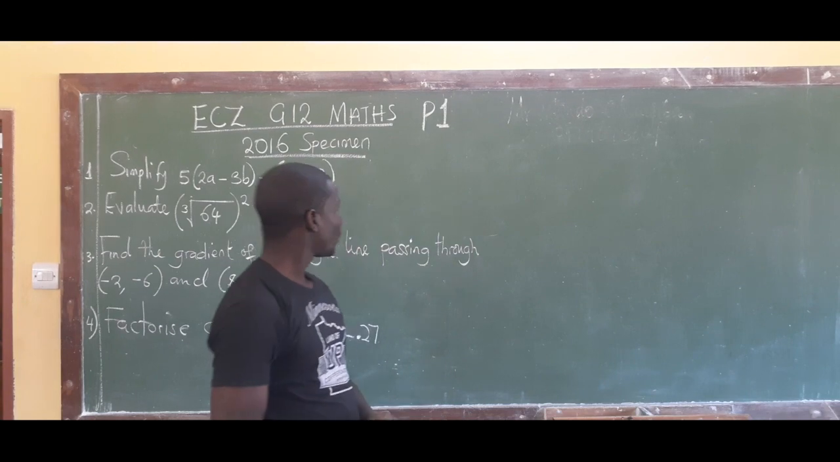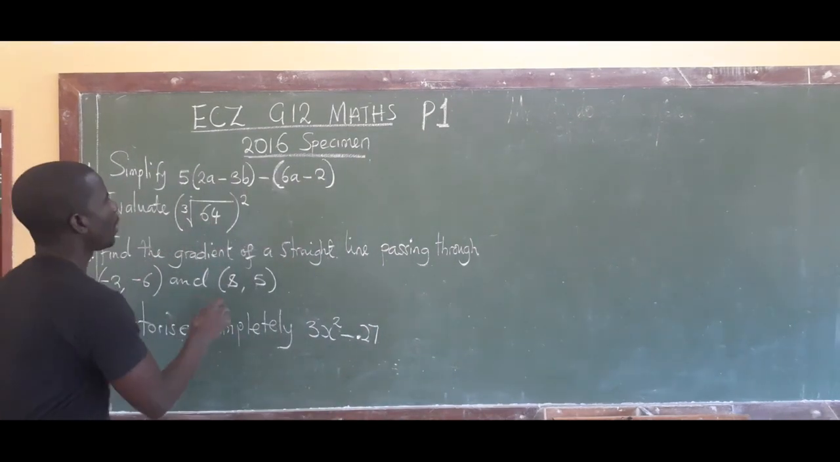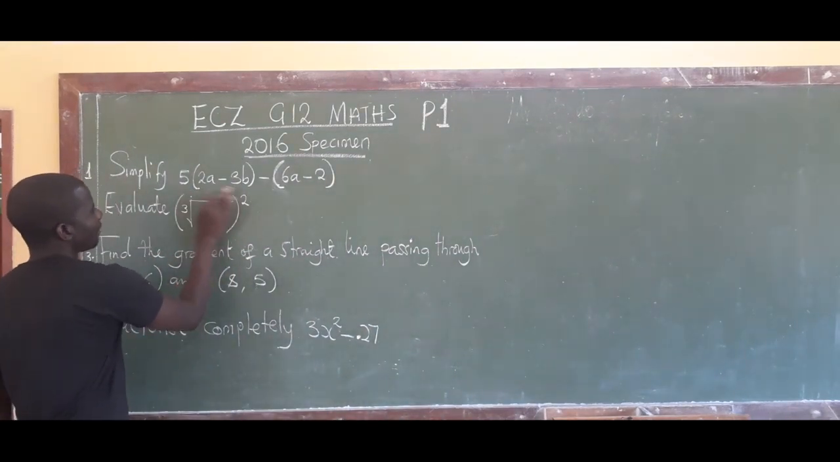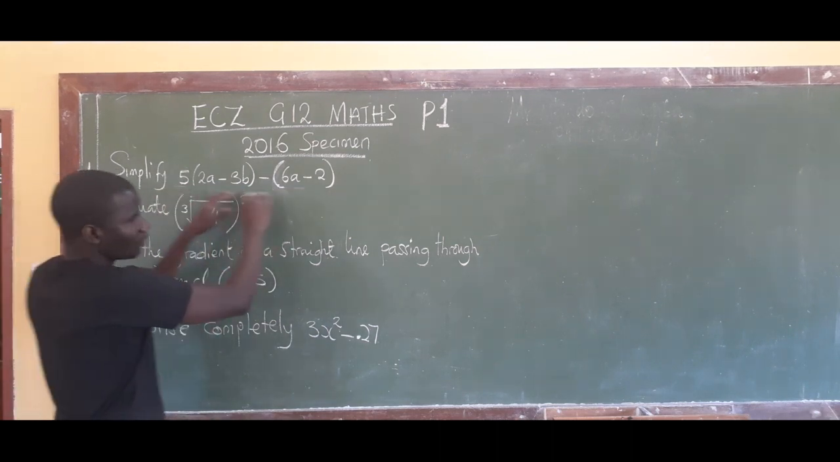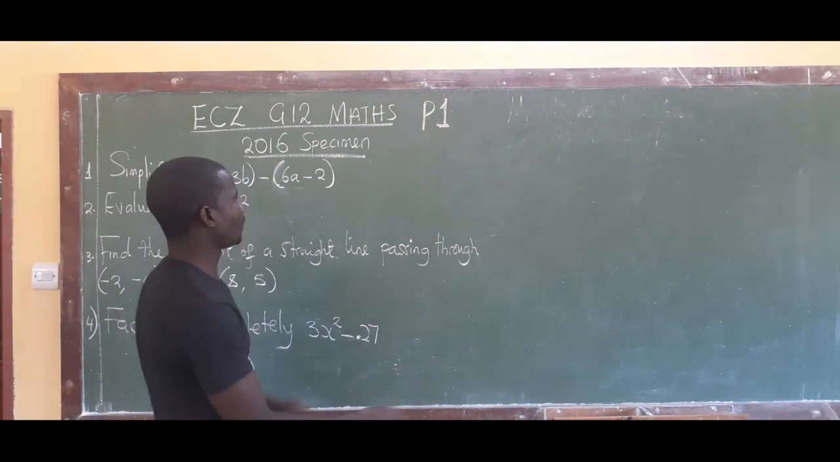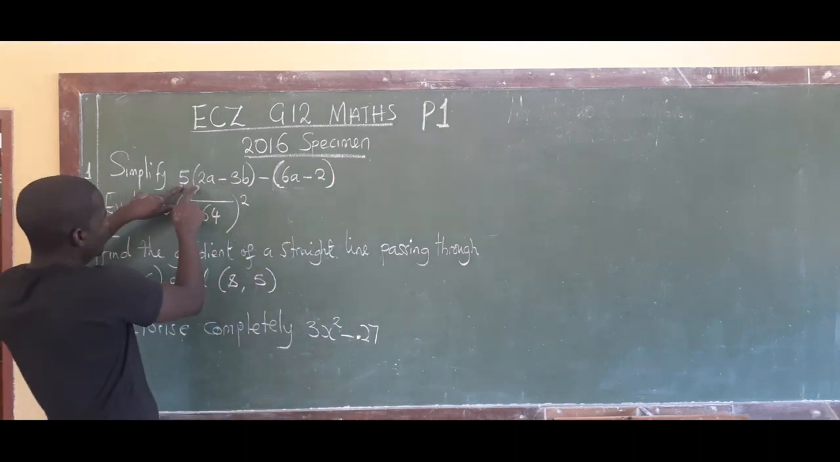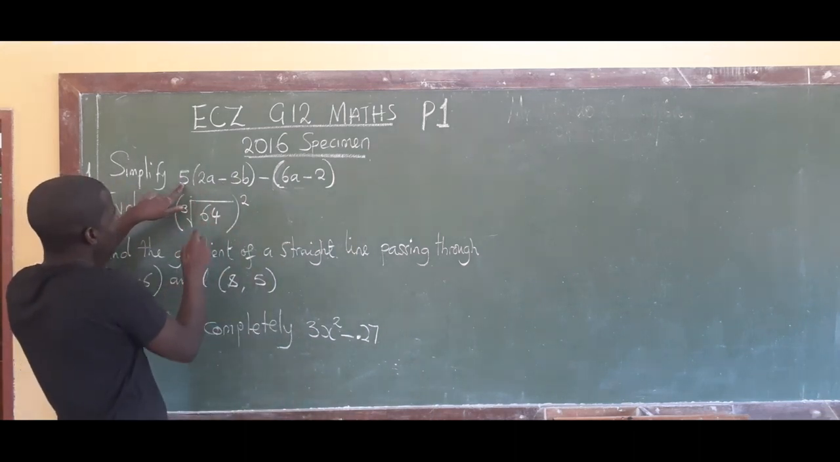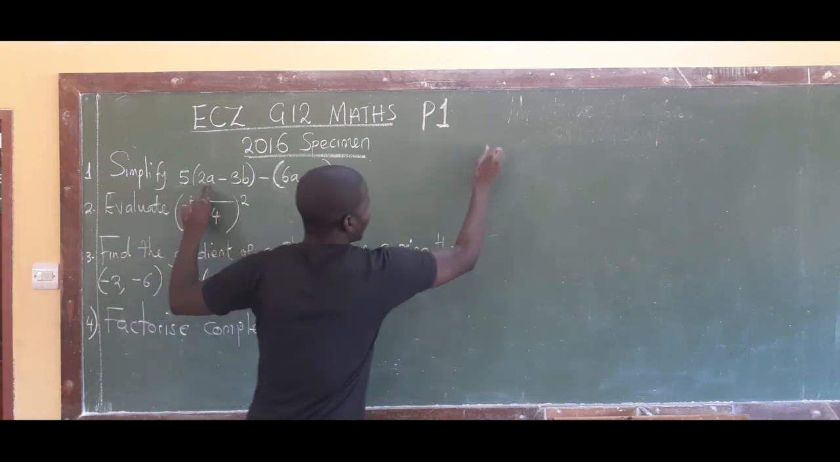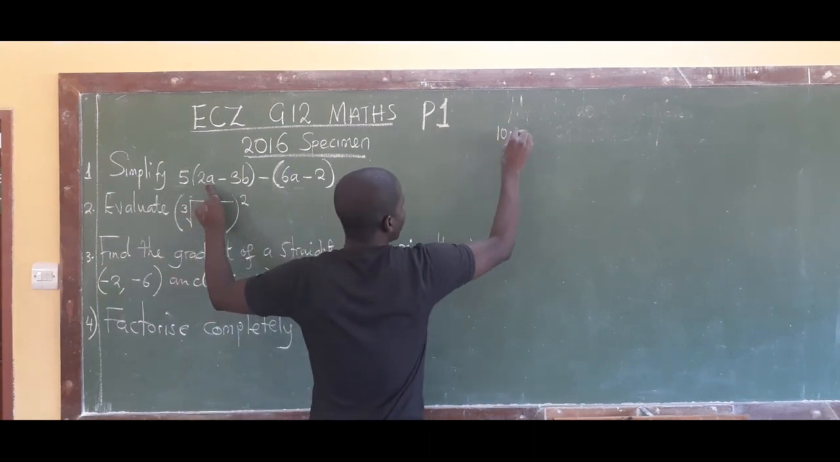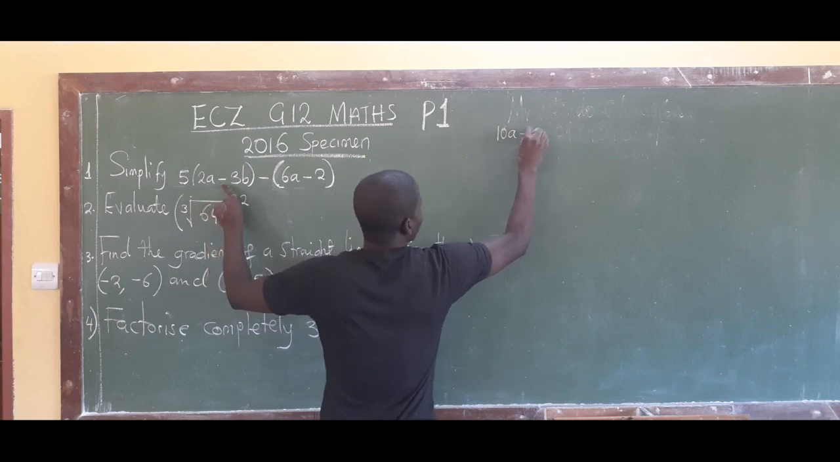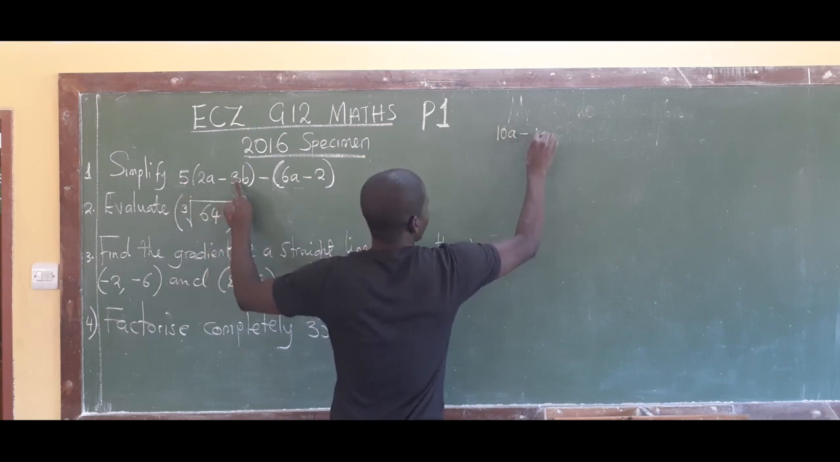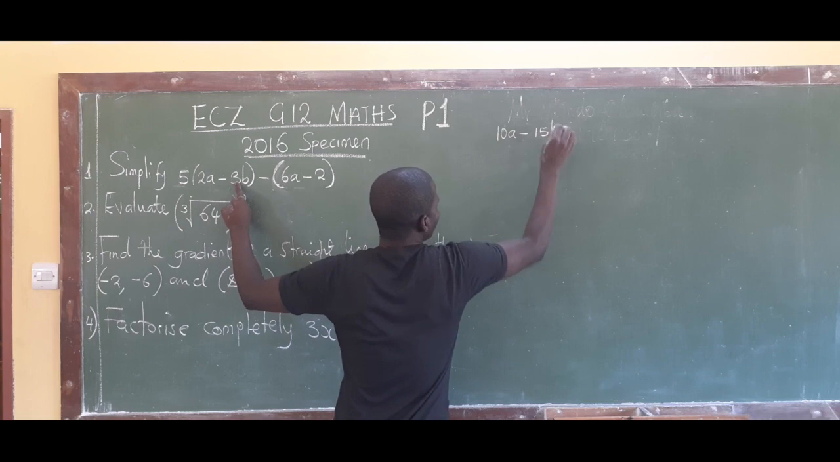So let's begin. How do we simplify here? We need to get rid of the brackets first. To get rid of the brackets, we need to multiply here. 5 multiplied by 2a, what are we getting? We're going to get 10a. Minus 5 multiplied by 3b, we are going to get 15b.